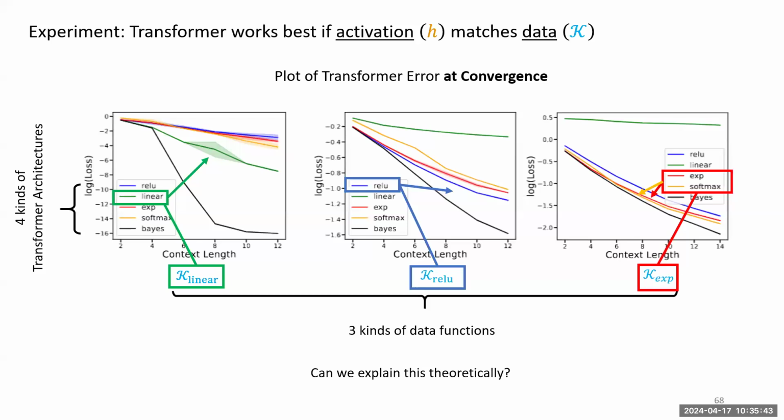On the second and third plot, I show the same set of 4 transformers, but trained to learn data generated using the k-ReLU and k-exponential functions. On the second plot, the ReLU activated transformer performs best for data generated with k-ReLU. And for the third plot, the EXP and softmax transformers perform best for data generated by k-EXP. So it appears that the best transformer is the one whose activation matches the nonlinear function which we want to learn. And so is there a way that we can try to explain this theoretically?